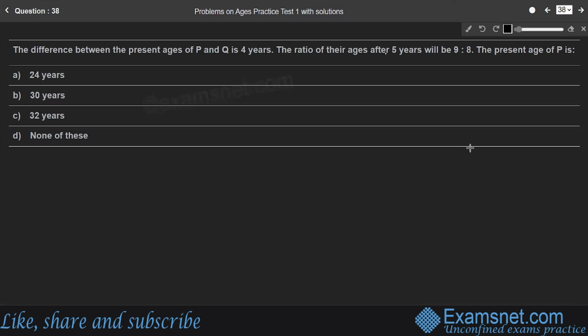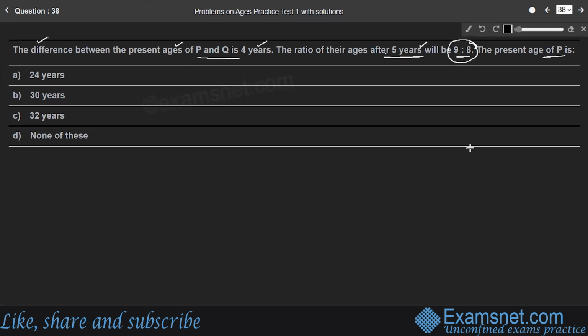Question number 38. The difference between the present ages of P and Q is 4 years. The ratio of their ages after 5 years will be 9:8. The present age of P is. Very direct question. There are 2 or 3 methods to solve this question. So we'll consider the first method, very easy method. Difference between present ages of P and Q is 4 years given. And it is also given that after 5 years, the ratio of their ages is 9:8.